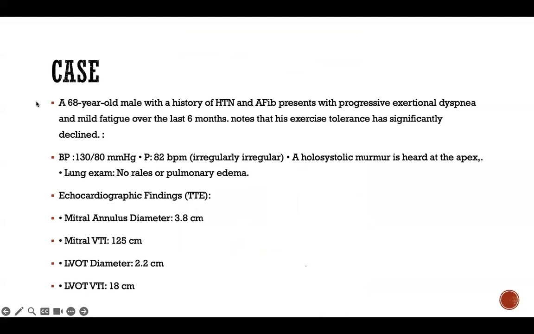68 years old male with history of hypertension and atrial fibrillation, presented with progressive shortness of breath and mild fatigue over the last 6 months. Notice that his exercise tolerance significantly declined. His blood pressure is 130 over 80, heart rate 82, irregular systolic murmur at the apex, lung exam shows crepitations, and pulmonary edema. Echo shows mitral annulus diameter 3.8, mitral VTI 125, LVOT 2.2, LVOT VTI 18.